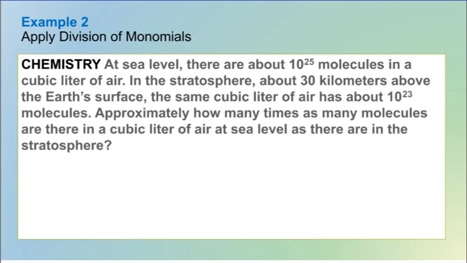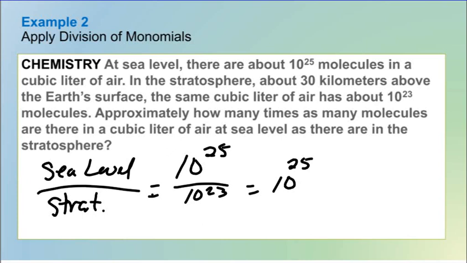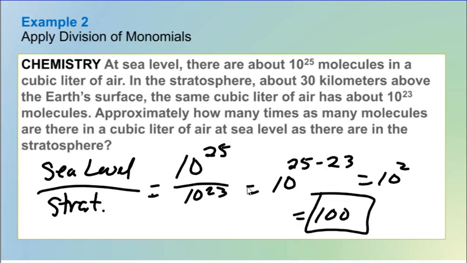So we're comparing sea level to the stratosphere. So at sea level, it was 10 to the 25th. And at the stratosphere, we had about 10 to the 23rd. Again, we have like bases, so I take the base and then I subtract the exponents, 25 minus 23, which would give us 10 squared, which would mean that this is 100 times more.